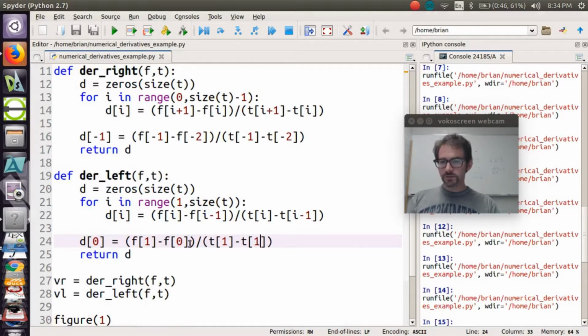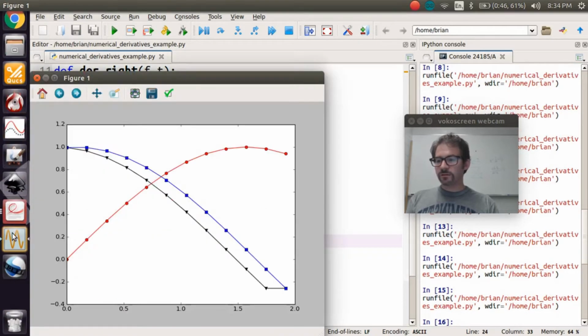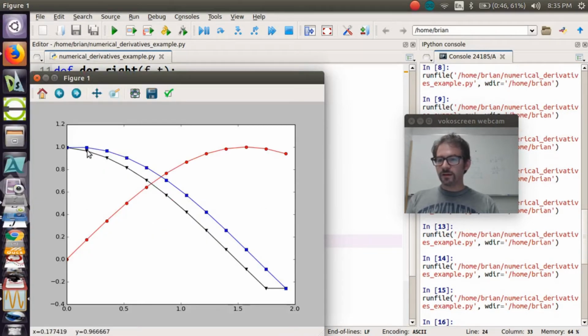Oh, here's my problem. I had a division by 0 there: t of 1 minus t of 0. Let's give that another try. And now you can see I have this working properly here. So both those derivatives are not right. The blue derivative is too high and the black derivative is too low, but the real derivative is in between these two here.